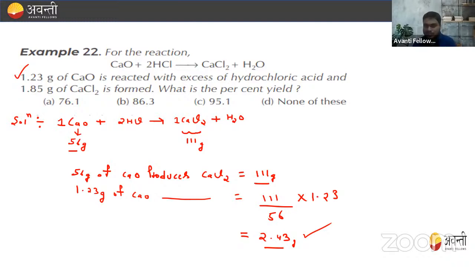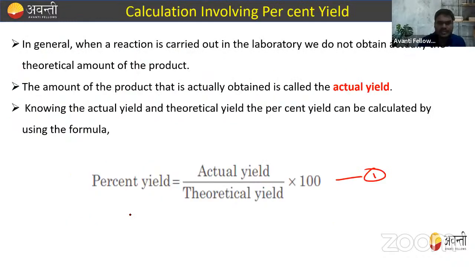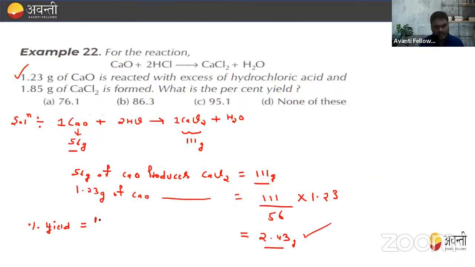सो वी कैन एक्चुअली कैलकुलेट परसेंटेज यील्ड बाय यूजिंग द फॉर्मूला. प्रीवियस फॉर्मूला क्या पढ़ा था परसेंटेज यील्ड का? Percentage yield is equal to what? That is actual yield upon theoretical yield. So actual yield दे रखा है 1.85 and what is the theoretical yield? Theoretical yield is 2.43, multiply by 100. So you'll get the answer, right? So कितना आ रहा है? लगभग 76.1%.